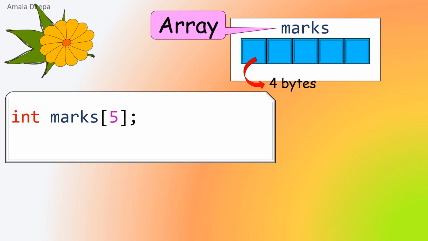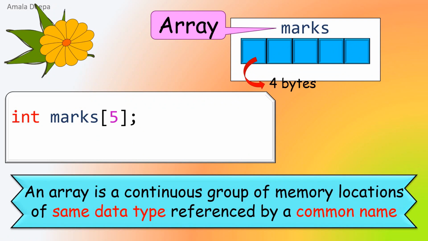An array is a derived data type. An array is a continuous group of memory locations of same data type referenced by a common name.